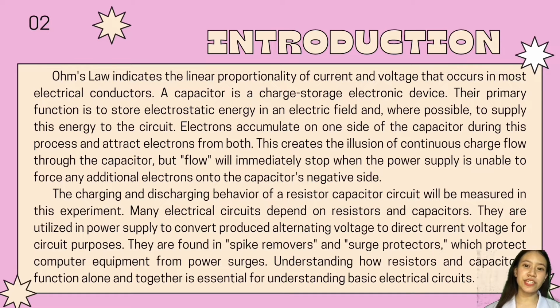Many electrical circuits depend on resistors and capacitors. They are utilized in power supplies to convert alternating current voltage to direct current voltage for circuit purposes. They are found in spike removers and surge protectors, which protect computer equipment from power surges. Understanding how resistors and capacitors function alone and together is essential for understanding basic electrical circuits.